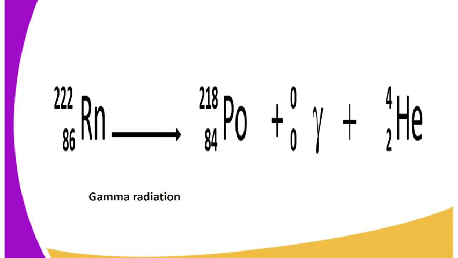Next we have gamma radiation. Some nuclides might be in an excited state, and to achieve stability, they may emit energy in the form of gamma radiation without producing new isotopes. As you can see, that is an example of gamma radiation.